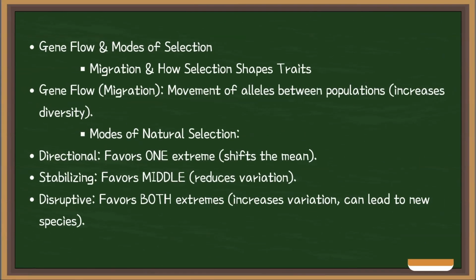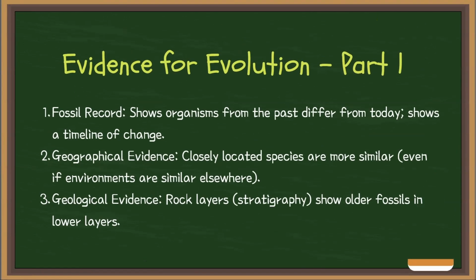Gene flow and modes of selection. Migration, and how selection shapes traits. Gene flow is movement of alleles between populations, which increases diversity. Here are some modes of natural selection. Directional favors one extreme and shifts the mean. Stabilizing favors the middle, so it doesn't favor any extreme, and it reduces variation. And disruptive favors both extremes, which increases variation and can lead to new species.